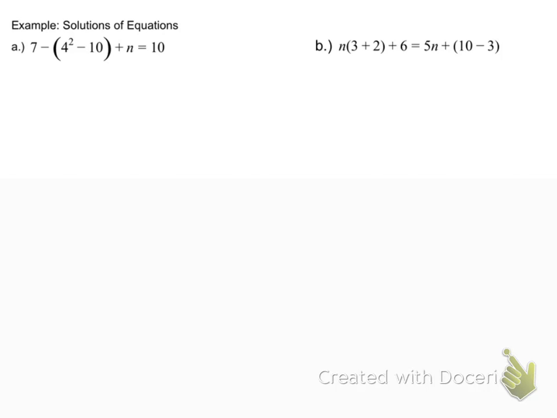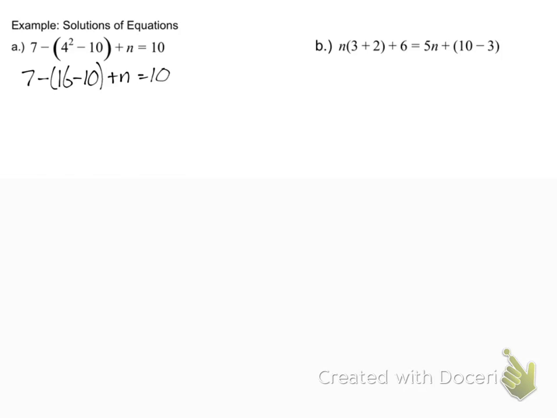Now, these ones are a little bit different thinking. Now, we are still not, and I repeat, not solving. As in, I'm going to subtract 7 from both sides. We're not doing that. All we're going to do right now is just simplify and use the knowledge we have, the intuition, and figure out what would have to be the variable to make it true. So I'm looking at part A. What's my order of operations? Exponents. And so it'd be 7 minus 16 minus 10 plus n equals 10.